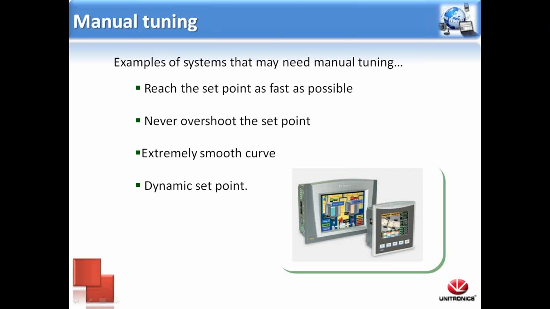Now, in certain cases, manual tuning is required. The ideal parameters of PID for a system are not always ideal. Some examples of systems that may need manual tuning is a system in which we want the process value to reach the set point as fast as possible. Another example would be a system that never overshoots the set point, so we never want the process value to overshoot the set point. An extremely smooth curve might need some manual tuning, as well as a dynamic or variable set point.